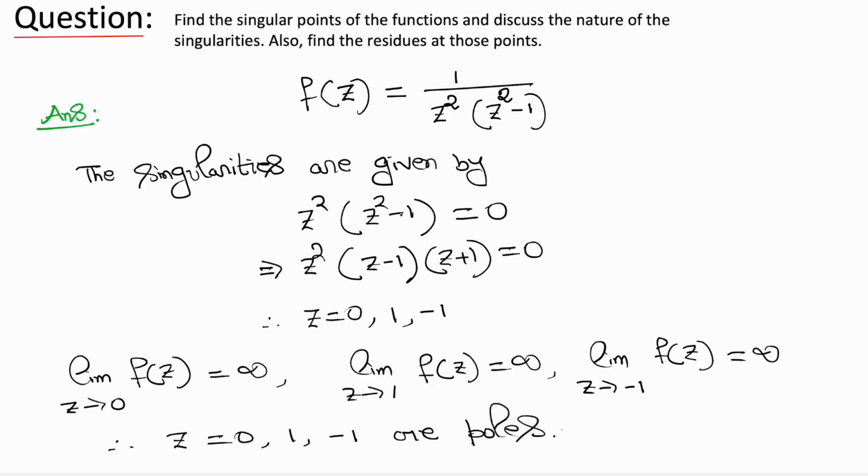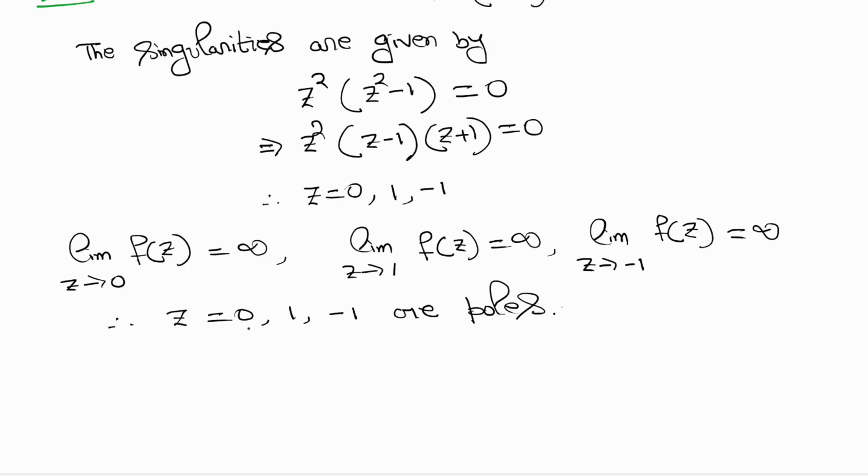Now we will find the residues at these poles. Before doing this, we have to find the order of these poles. See that 0 is a pole of order 2, 1 is a pole of order 1, and -1 is a pole of order 1.